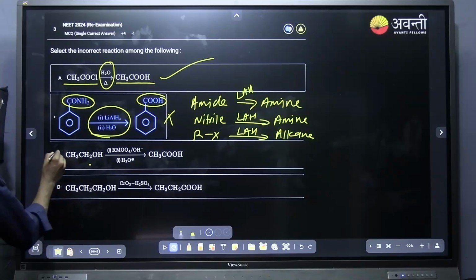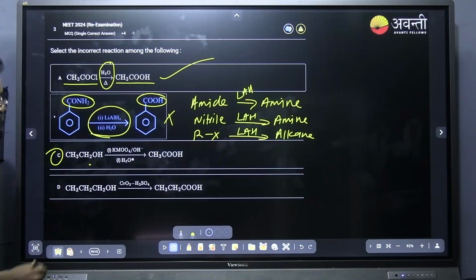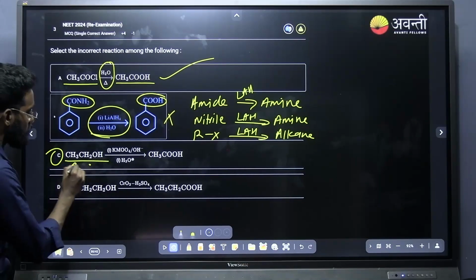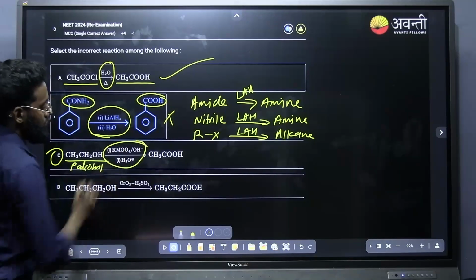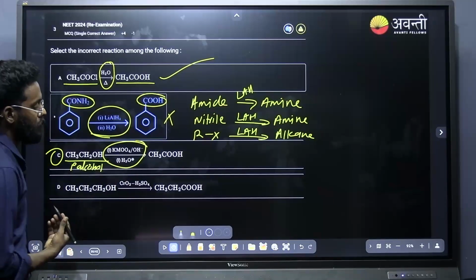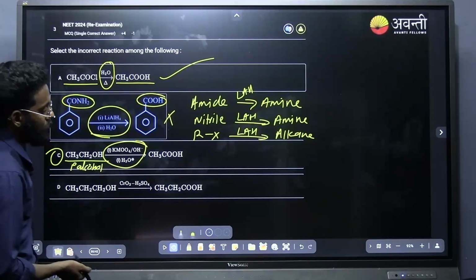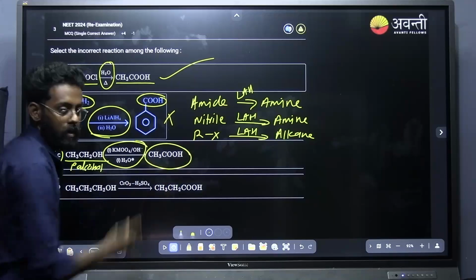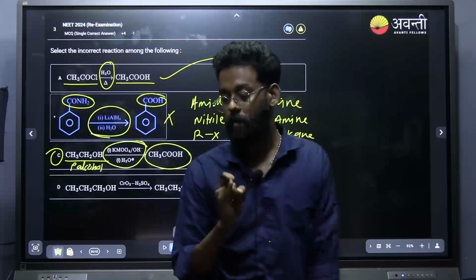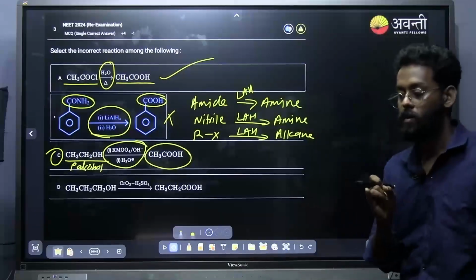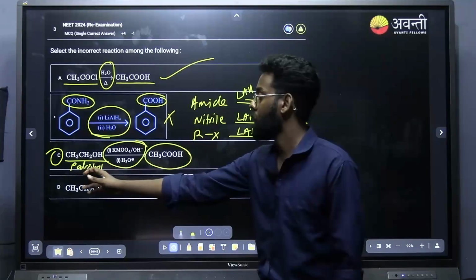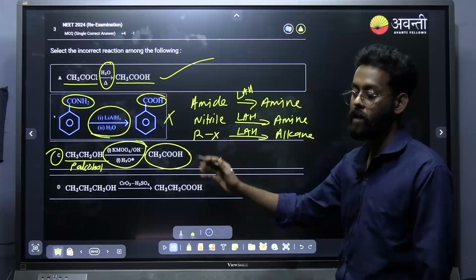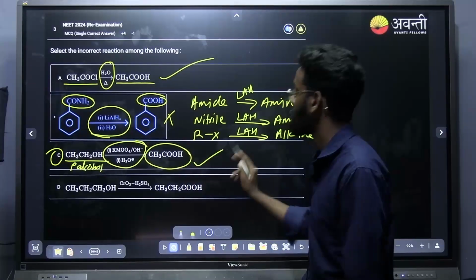Now what about the second one? Oh, sorry, option C. Is it going to happen? Primary alcohol, treating with alkaline KMnO4 and hydrolysing. What will I be getting? What about this KMnO4? Who is this? Yeah, very good. Strong oxidizing agent. It can convert primary alcohol to acid. So this is the correct one.